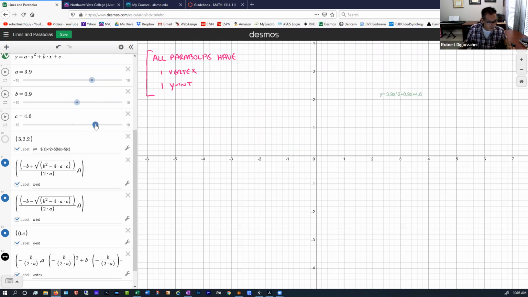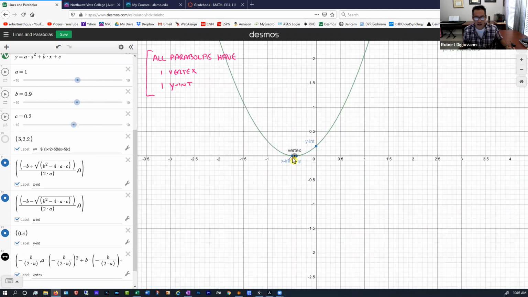Having trouble. Okay, what if I place the vertex right on the x-axis? There we go. What if I put the vertex right on the x-axis? Then isn't the vertex the x-intercept? And that would be the only point that hits. Does that make sense? Are there any questions on that?